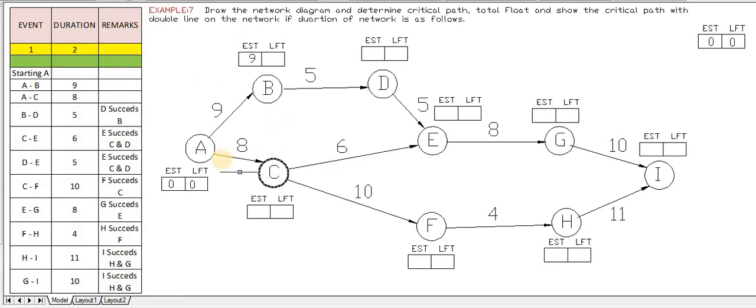Next is A to C. Again A to C. C has only one arrow pointing in. That means one converging activity is there. So 0 is the previous EST. So 0 plus 8 is nothing but 8. So we will copy this and edit this to 8.